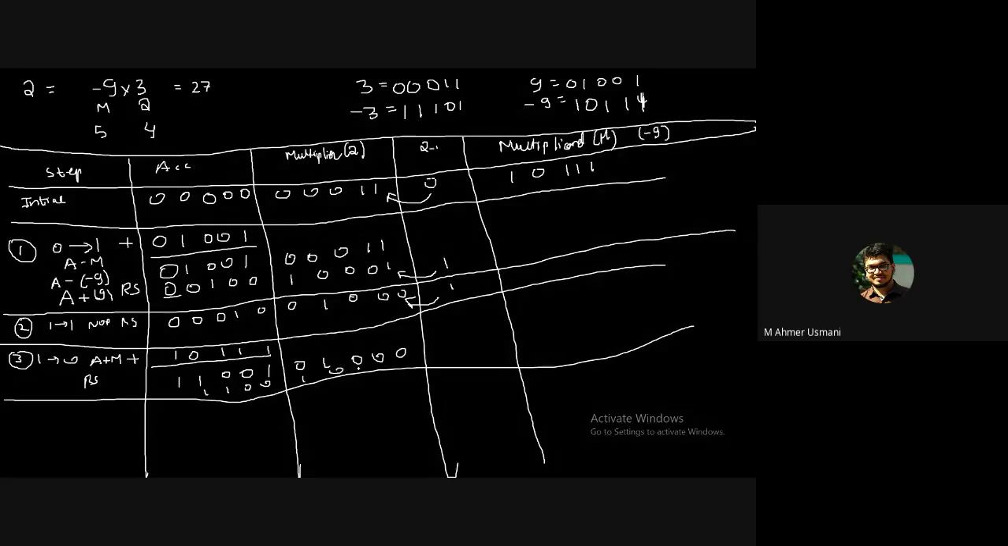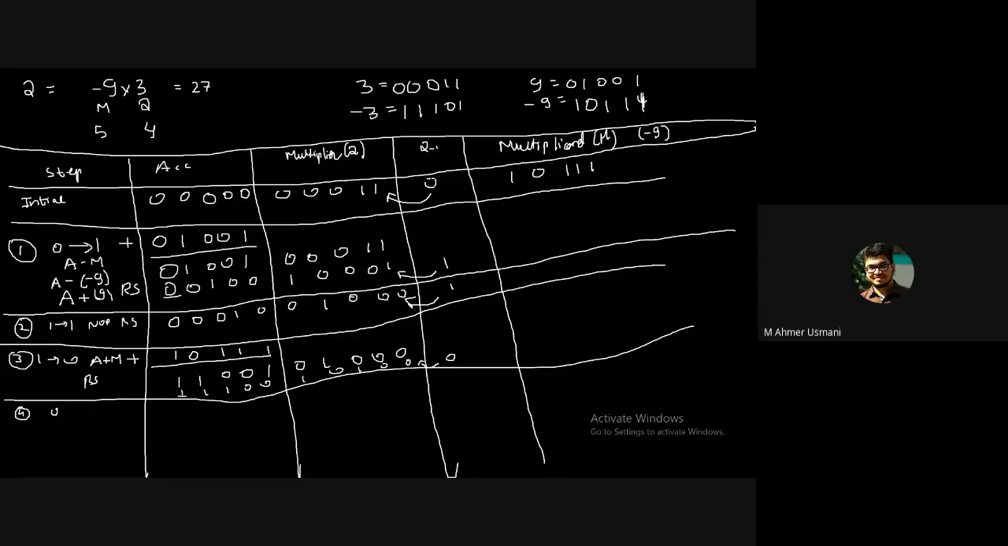Then 0, 1, 0, 0. This 0 will come over here. We get the vacant place. We retain the MSB. So this is step number 3. Step number 4. The transition is happening from 0 to 0.